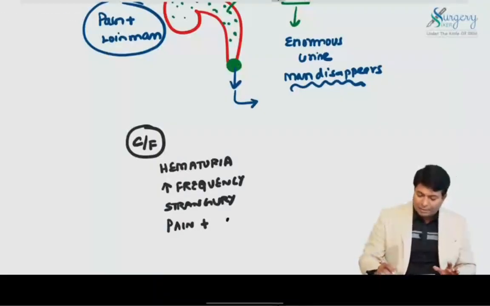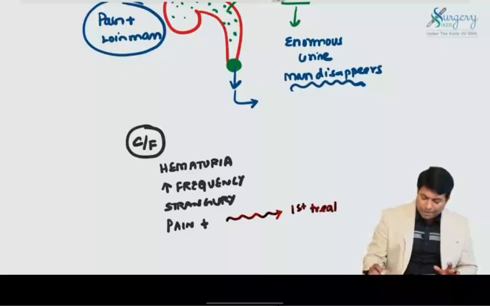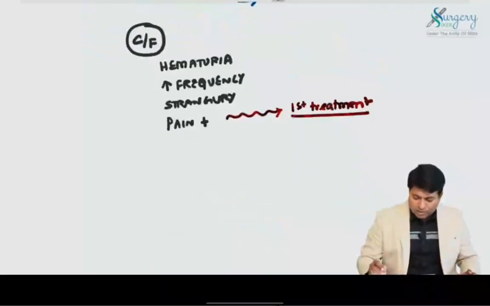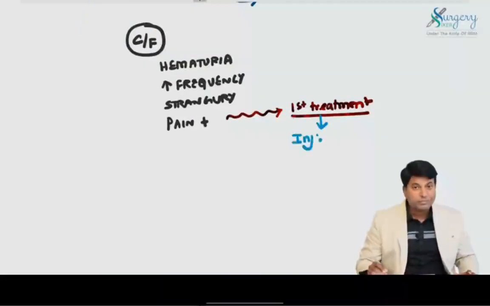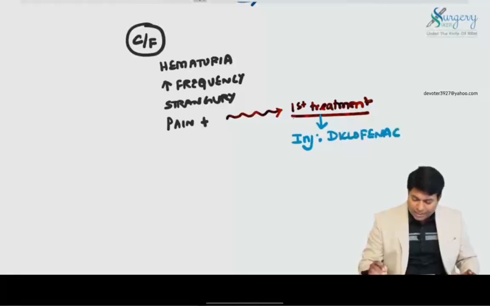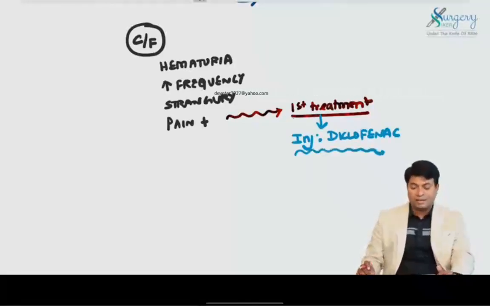So when a patient with such a severe pain comes to you, your first treatment will be what? Though he is a known case of ureteric stone, the first treatment of that patient is injection diclofenac. Diclofenac is the injection that should be given immediately to those patients. So please don't forget, injection diclofenac should be given.